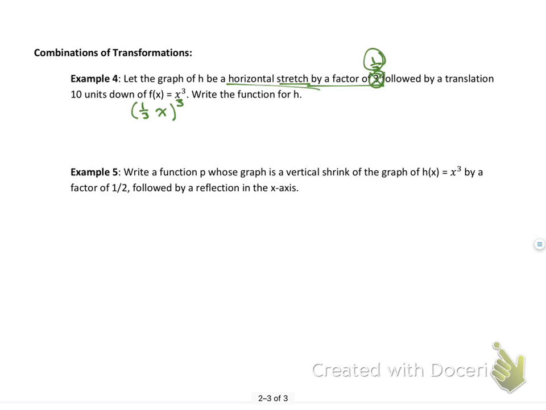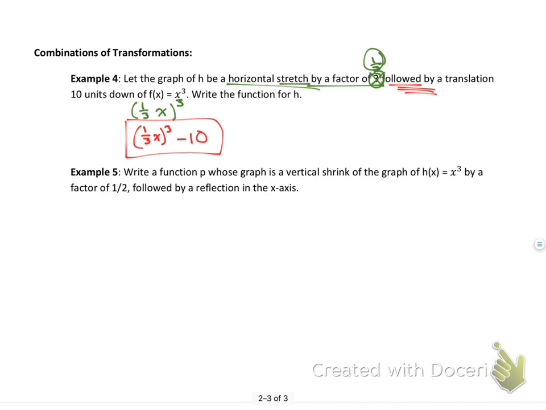Now it's followed by. See this word followed by, this phrase. That's important. You have to do it in the order that you're given. If you don't, you'll get it wrong. So, because it's followed by a translation of 10 units down, we need to write the equation and then put the translation on the outside. So, we have 1/3 x cubed, right? That's what we had. And then because it's 10 units down, it goes on the outside, and it's just minus 10, and it goes in the back because it's a movement up or down. So that's the answer.